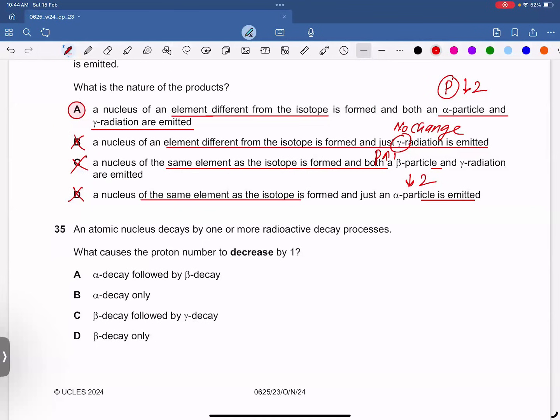So right option is A. Proceed to question number 35. Atomic nucleus decays by 1 or more decay. What causes proton number to decrease by 1? This is interesting, my dear.